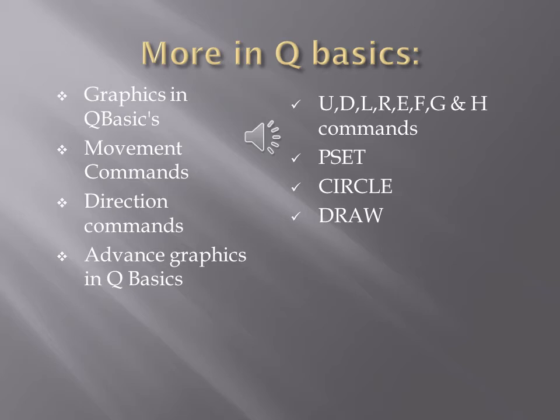And generally there are 200 rows and 320 columns over there. So this is the pset command, and the next one is the very important command. Just like if you would like to draw anything in the circle shape, you have to use the circle command over there. So these are the advanced graphics, pset and circle commands.